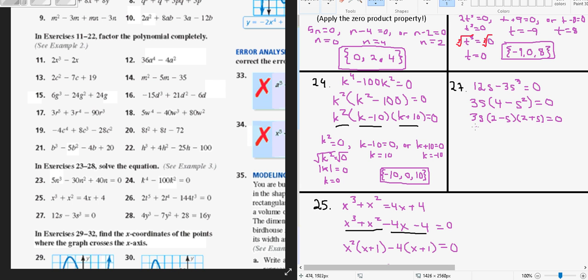And now we'll use that zero product property. So one of these three factors must equal 0, either 3s equals 0, 2 minus s equals 0, or 2 plus s must equal 0. All right, solve all three of these. So divide by 3, you get s equals 0. Subtract 2, so negative s equals negative 2, which means s equals positive 2 when you divide by negative 1. Or for the last one, subtract off the 2 and you get s equals negative 2. So your three answers in numerical order are negative 2, 0, or 2.